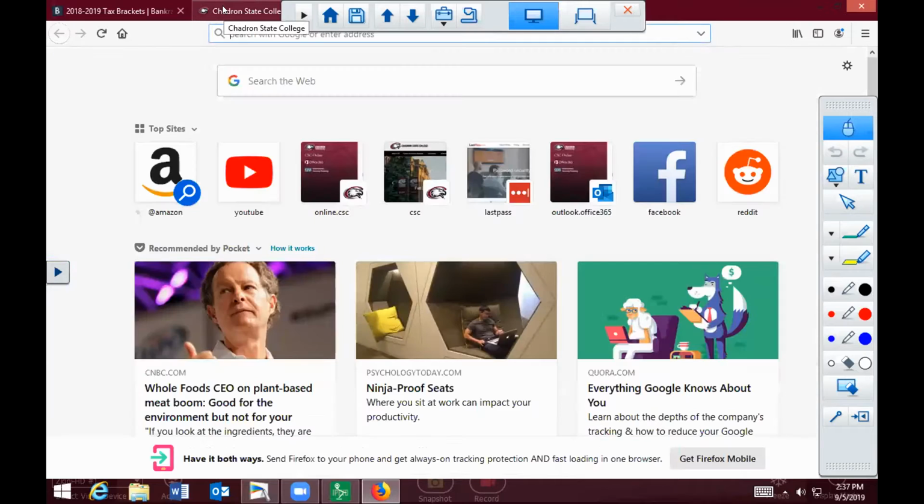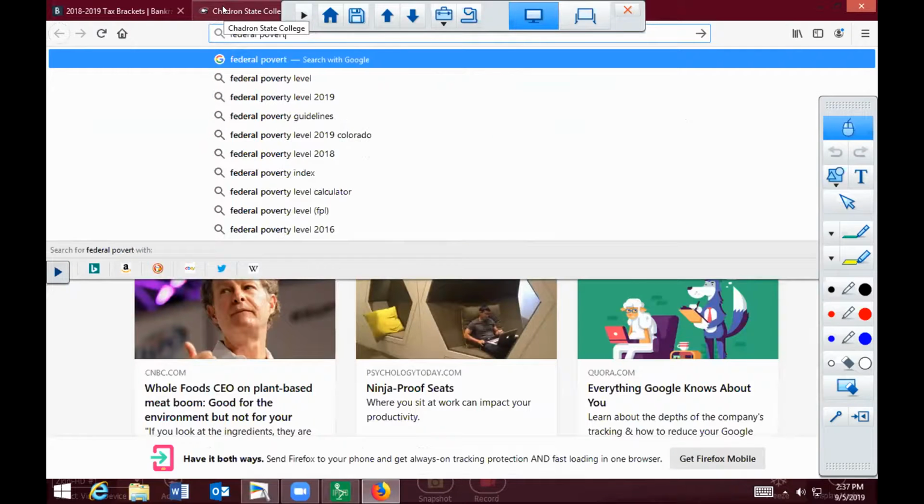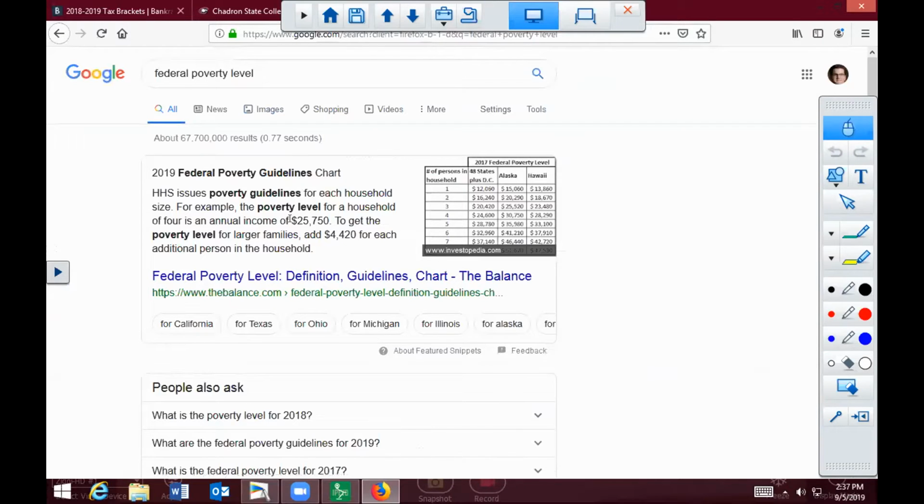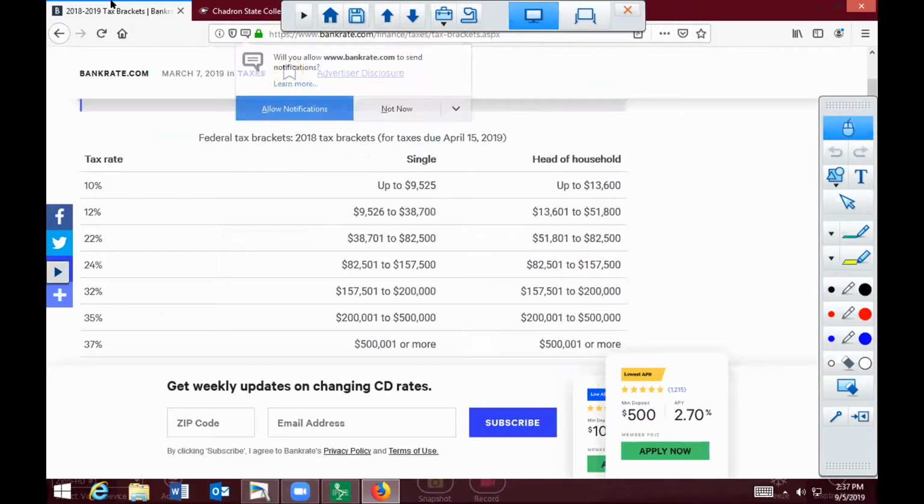Let's see. Federal poverty level is $25,000 for a household of 4. So a household of 1 is only like $12,000 or something. So yeah, that explains why the break is after that.